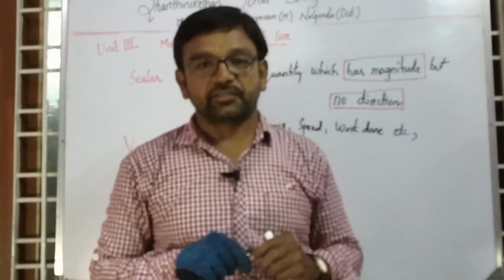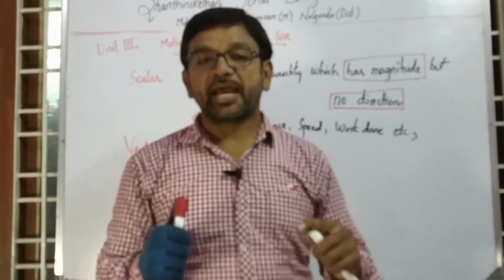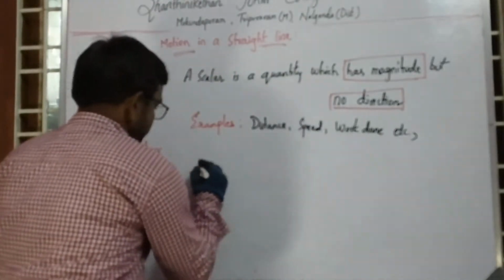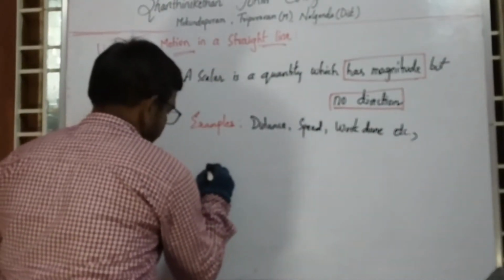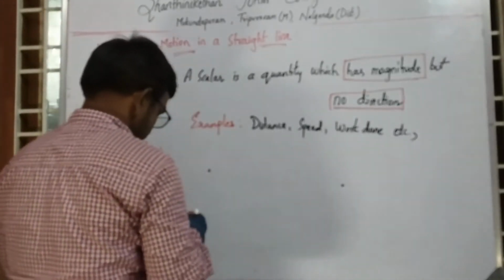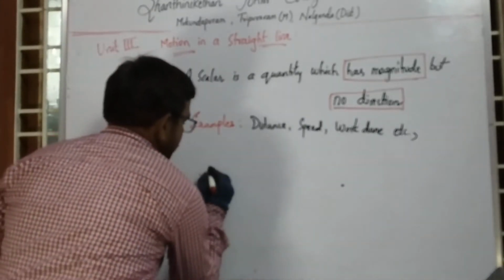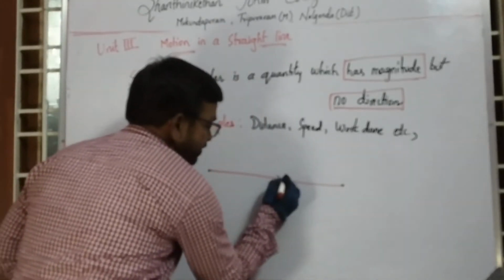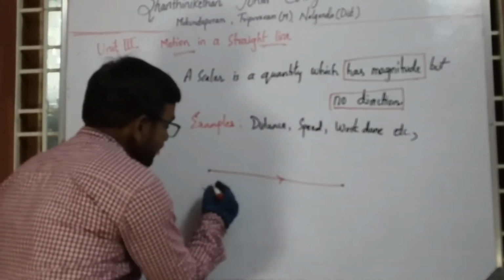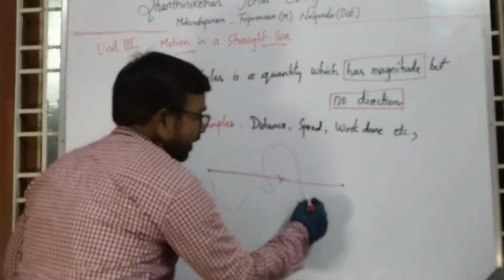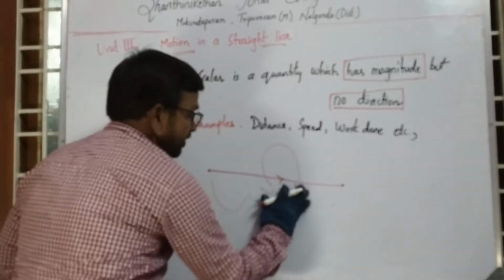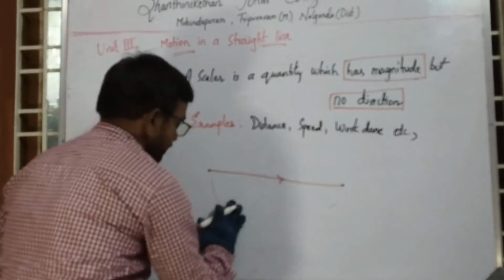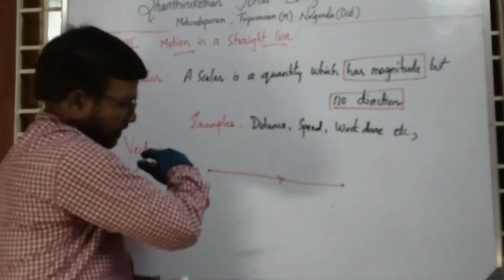Vector is a quantity which has both magnitude and direction. I think I did not show the figure. If this is the starting point and this is the final point, at that time it is maintaining some direction. It is not traveling like this, like this, like this, or like this. But it is maintaining one direction.